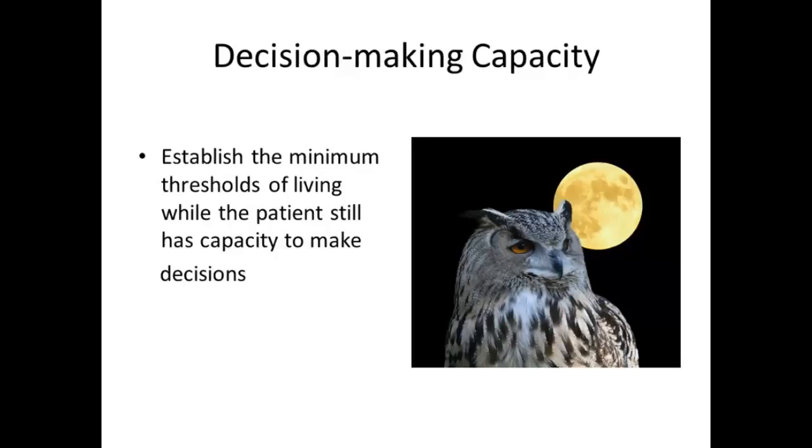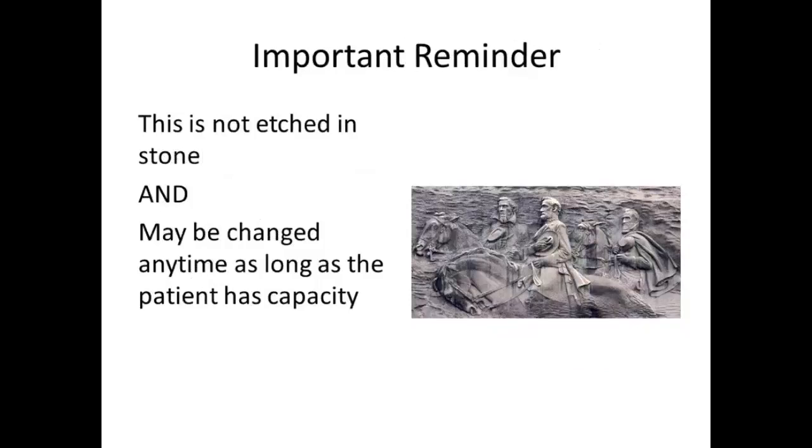And why the urgency, and why is the time now, today, to do it? Because you don't know when you're going to lose your decision-making capacity. So we want to establish these minimum thresholds of living while the patient still has that capacity. A reminder to patients and everybody else: just because you had this conversation today, just because you made an advanced directive today and wrote down what you wanted, is not etched in stone, and it may be changed anytime as long as the patient has the capacity to make decisions. So it's better to write something today, even if you're not totally sure, because tomorrow you can change it. Without that, your family is stuck in a very difficult place.